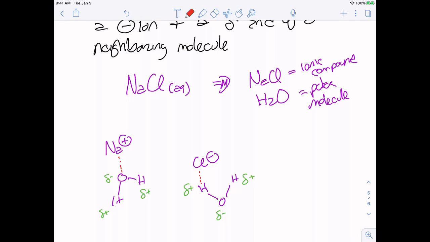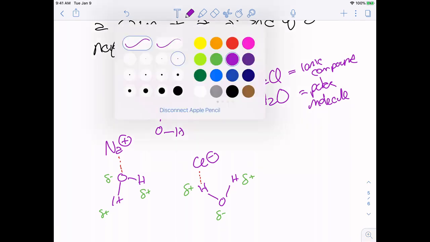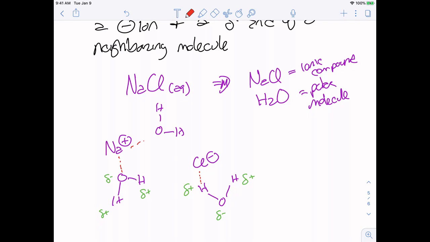We could draw more of them in there if we really wanted. I don't know if you guys really want, I want to. So partial negative oxygen, partial positive hydrogen, and so on. So ion dipole forces.